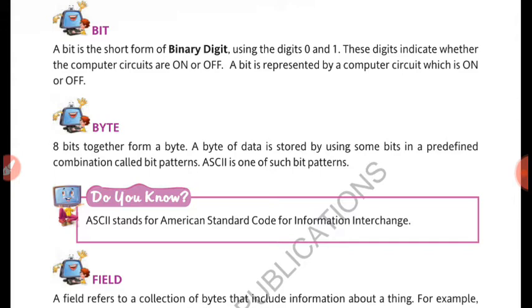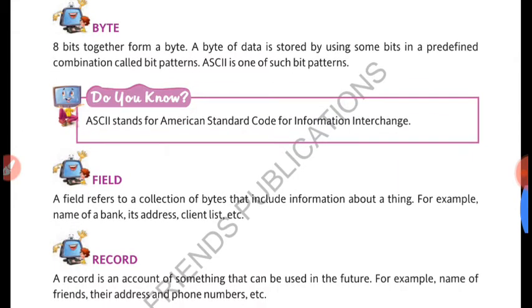If we make a group of 8 bits, that will form a byte. Generally a character is represented by a byte. If you type a letter A or any alphabet from the keyboard, that will form a byte. It will not refer to either 0 or 1. Remember that the letter will refer to a group of bits, a combination of bits, right?